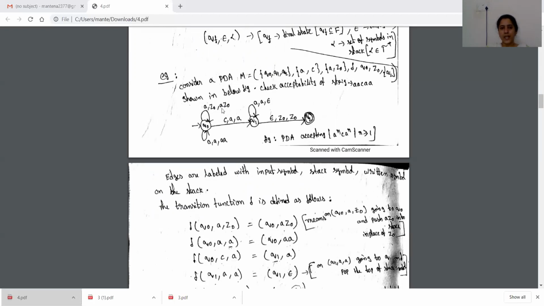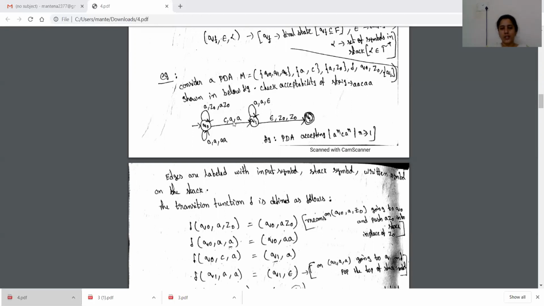So what does this a Z0 mean? If you have two symbols here, it means you have to push a into the stack. We don't push a Z0, since Z0 is already there. You have to push a into the stack. Like here, we have a a, which means currently the top of the stack is a, and we push only one a here.